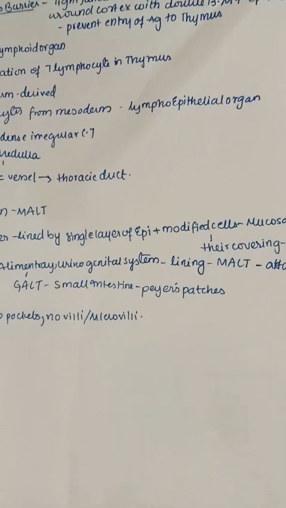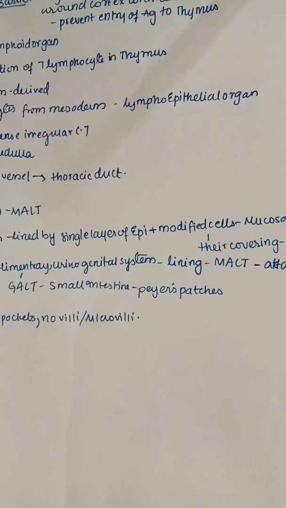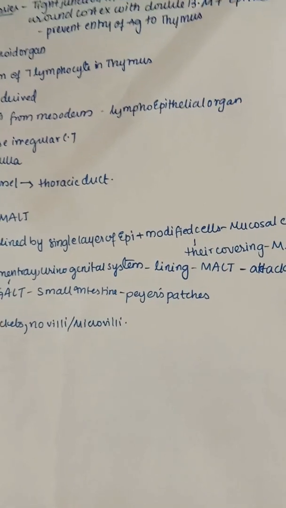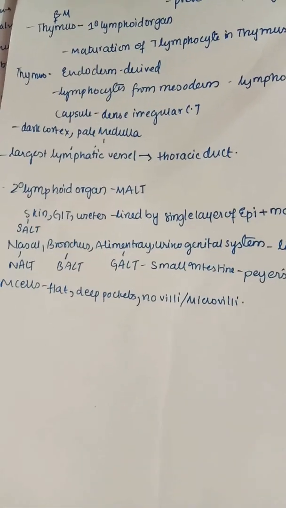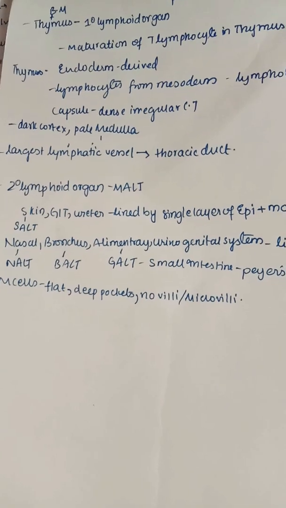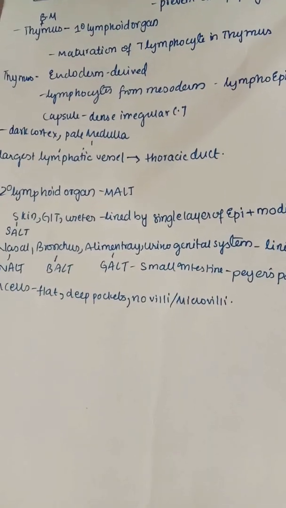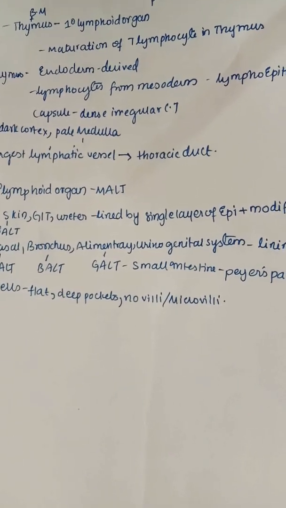So the blood thymus barrier is present mainly to prevent the entry of antigen into the thymus, so that the thymus is not always disturbed by antigen, so that it can be functional in producing the T cells without any obstruction. The thymus, along with the bone marrow, forms the primary lymphoid organ.